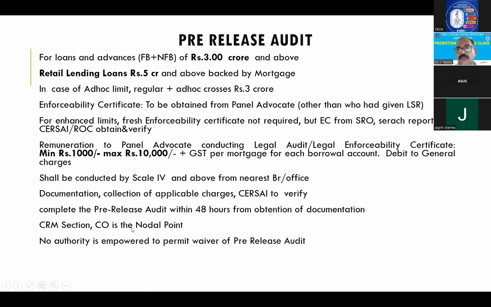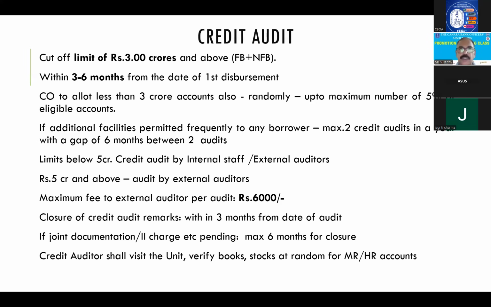The CRM section CO is the nodal point. Normally the CRM section CO will alert who has to go and do this pre-release audit. And no authority is empowered to permit waiver of pre-release audit, right? This is about one monitoring tool. Next is credit audit. Pre-release audit is regarding documentation.